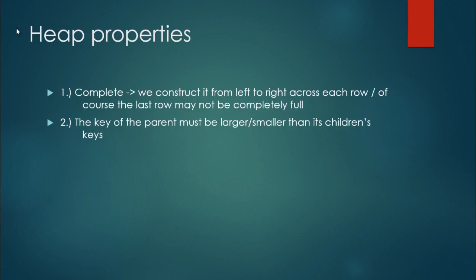And the next one, of course, is that the key of the parent must be larger or smaller than its children's keys. It has to be larger if it is a max heap. It has to be smaller if it's a min heap. We are going to implement the max heap, so that's why I'm going to talk about it as a heap in the coming videos. So yes, we are going to implement the max heap, so the parent nodes are always greater than its children.